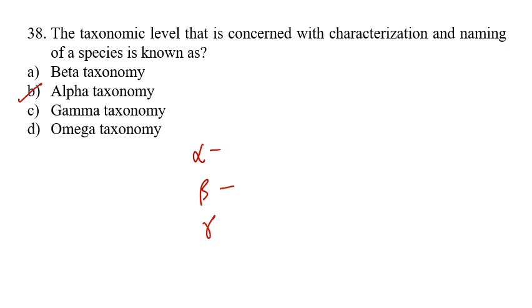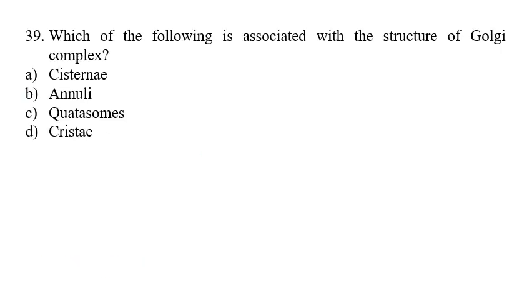Okay, but let's see beta taxonomy. It is the level of taxonomy by which the arrangement of the species in their natural system of category is made. Okay. While gamma taxonomy is the level of taxonomy which deals with intra-specific variations and evolutionary sequence, and also causal interpretation of the organic diversity. So for this question, option B would be correct.